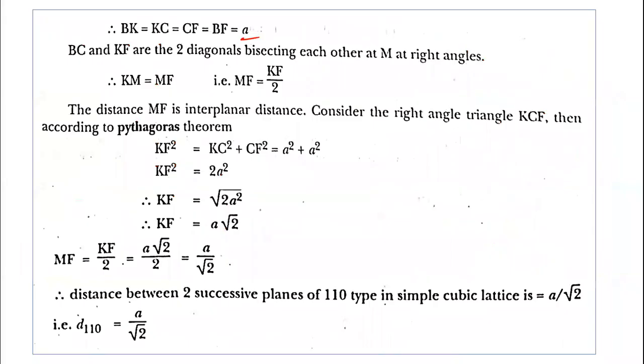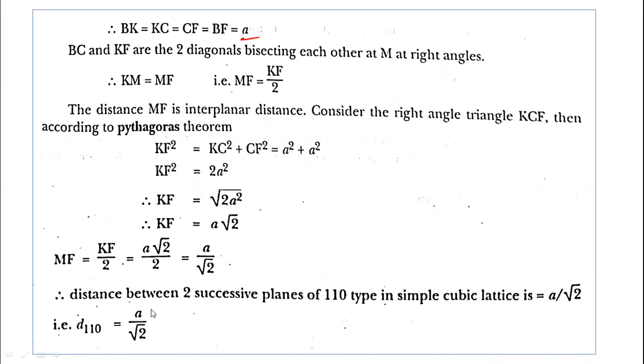Okay. Now let us see. You can see MF is equal to KF upon 2, A upon root 2 here. The distance between two successive planes of 110 type in a simple cubic lattice is A upon root 2. By performing this whole process, finally we are getting D110 equal to A upon root 2.